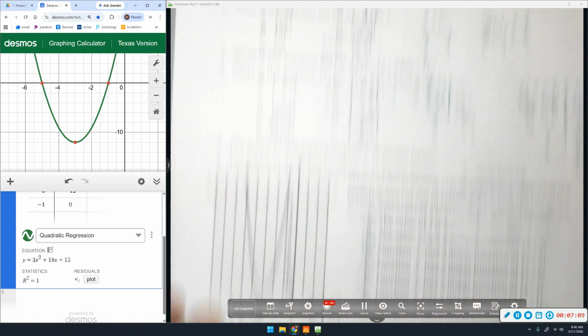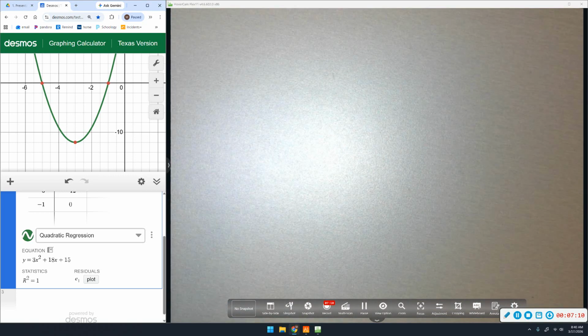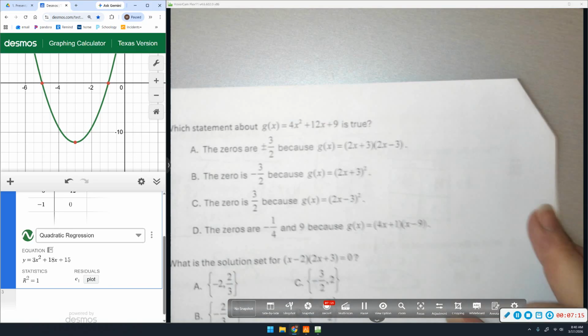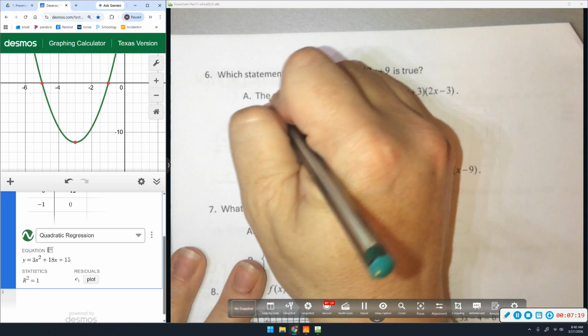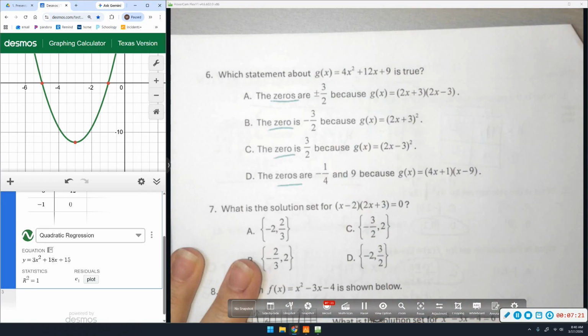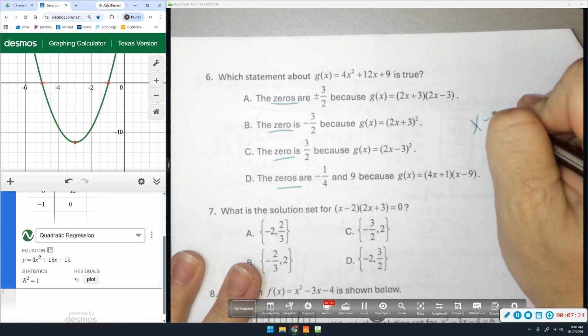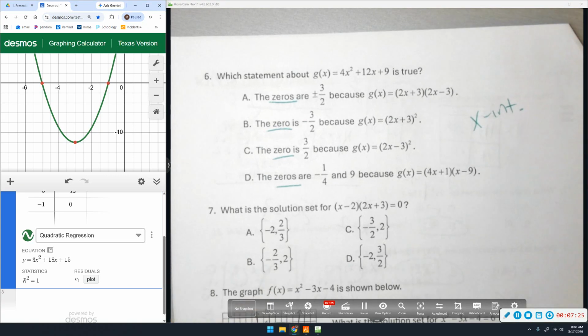Okay, flip it to the next page. Most of these, actually all of these, can be done in your calculator. So we're going to look here. It says which statement is true. And I want you to realize it talks about zeros on all of them. So it's asking about my x-intercepts. So I'm going to type in the equation.